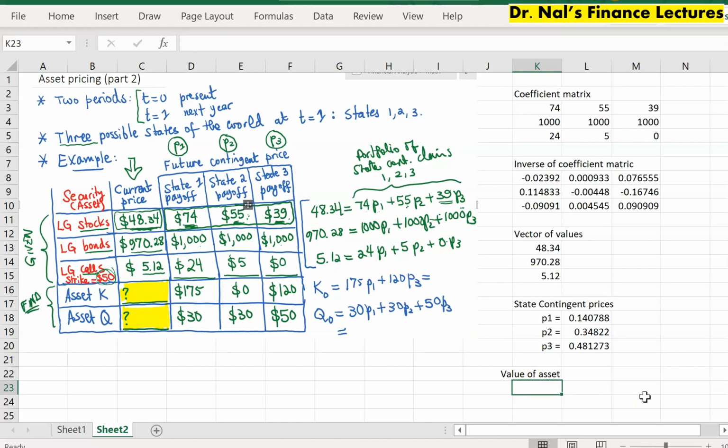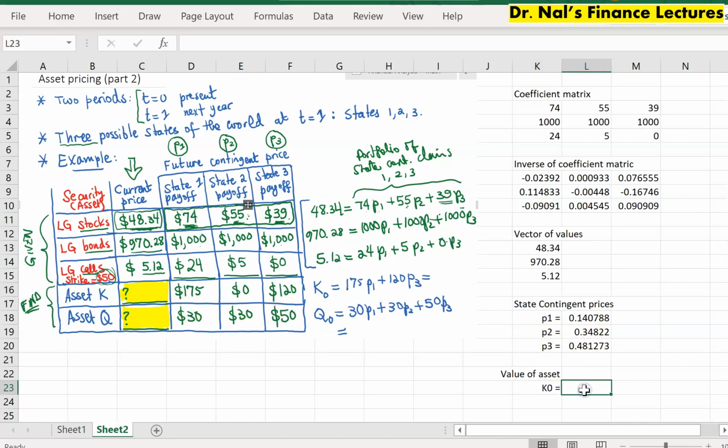So let's start with K0, I guess. Maybe I can capitalize this. All right. So K0 means the price of asset K today, given that asset K promises these amounts in the future. And similarly, what is the price, the value of asset Q today? How much can I pay for it, given that it promises me these future payoffs?